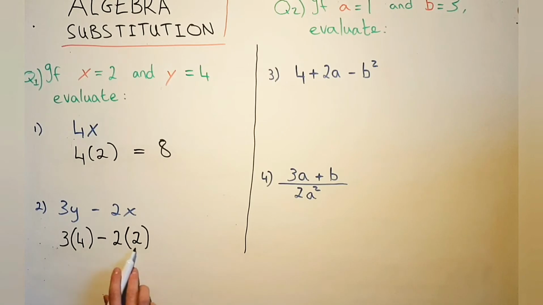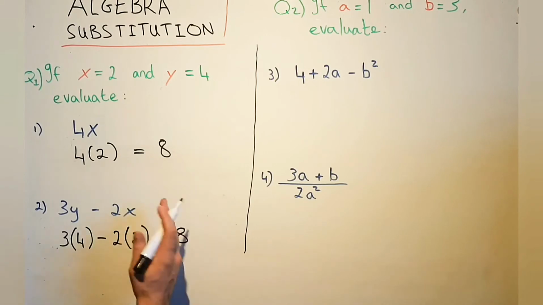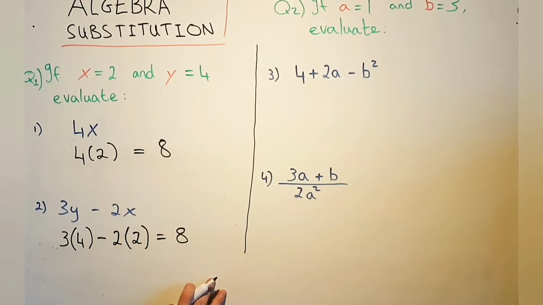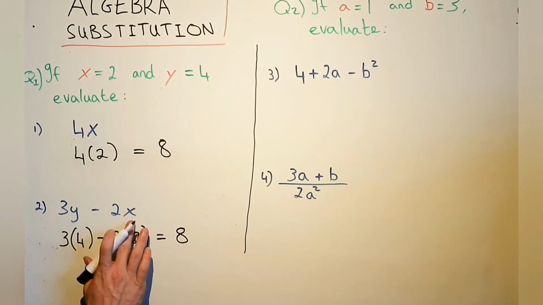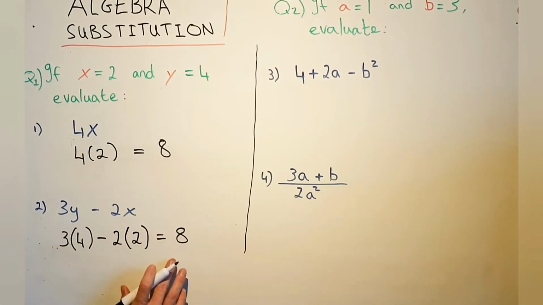Here you see we have an expression which just has numbers in it, so we can evaluate that. 3 by 4 is 12, 2 by 2 is 4, so 12 minus 4 is equal to 8 once again. The expression looked more complex, but following the procedure we see it's still pretty straightforward.